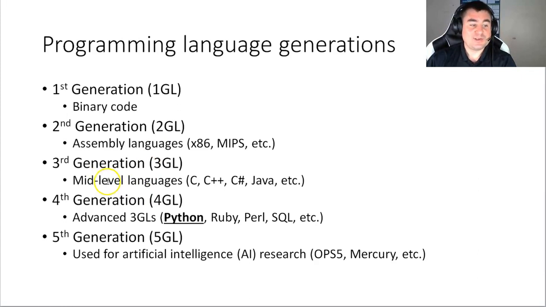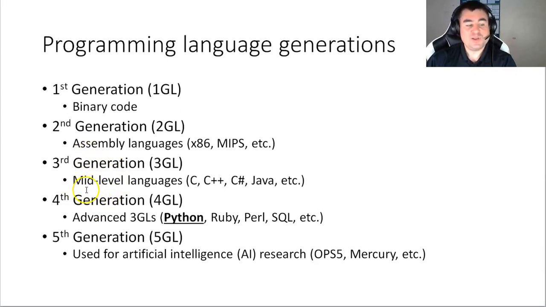Under the third generation, this is where we have C, C++, C#, Java, and many of the others. So these are called mid-level languages because they do contain some English words and reserved words and controls, but they are low enough that you really need to understand computer memory, how everything works on a low level. Otherwise, it is very easy to shoot yourself in the foot.